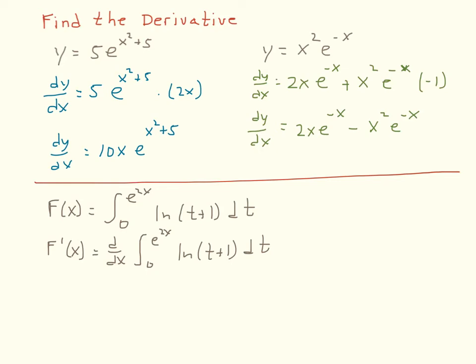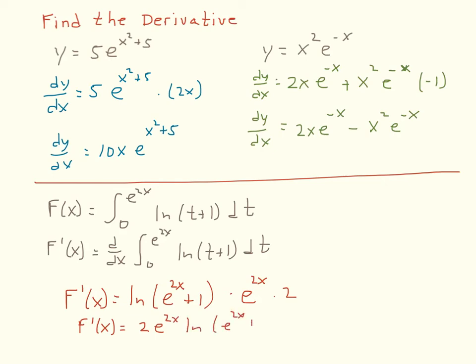Now to do this problem, we need to apply the second fundamental theorem of calculus, which really just tells us that we have to do two things when I take this derivative. First up, the t here is going to be replaced with this particular function. And you do have to remember, you've got to treat this as the inside function, so we have to multiply the result by the derivative of that. So in this case, f prime of x is going to be the natural log of e to the 2x plus 1, putting the e to the 2x in place of the t, times the derivative of e to the 2x, which is e to the 2x times the derivative of the exponent, which is times 2. So f prime of x is going to be 2e to the 2x times the natural log of e to the 2x plus 1. And that would be our derivative.